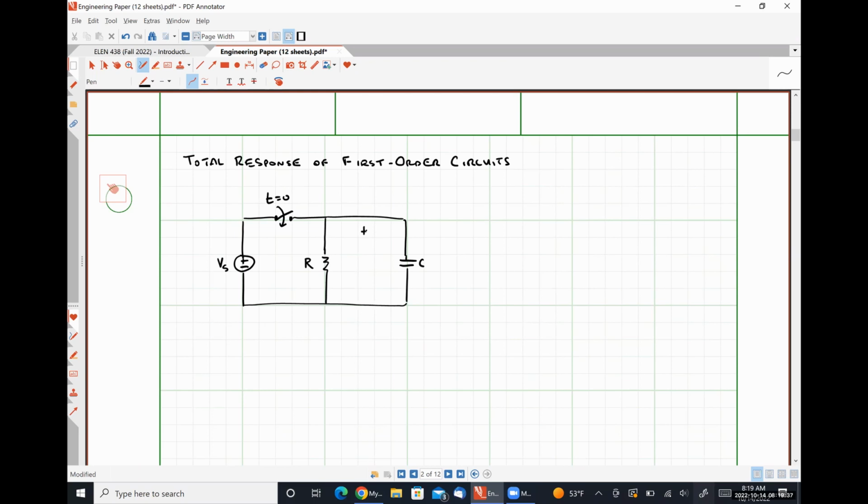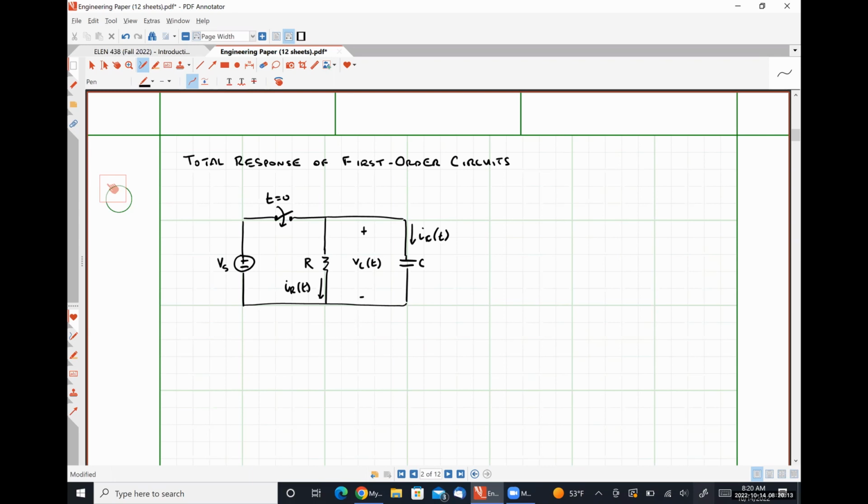Let's say that this is VC, this is IC, and this is IR, okay? So this is exactly the opposite of what we had on Wednesday's class. Instead of the switch opening up and disconnecting our voltage source VS from our capacitor, now our switch is closing, which will connect the voltage source VS to the capacitor.